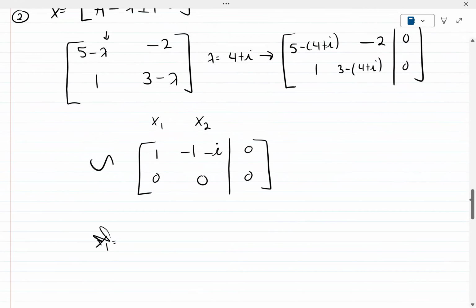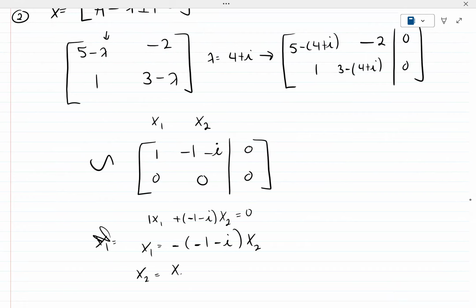So this is like saying 1 x1 plus negative 1 minus i times x subscript 2 equals 0. And when you solve for x1, you get x1 equals negative (negative 1 minus i) x2, and x2 is x2. So your vector is (1 plus i, 1).